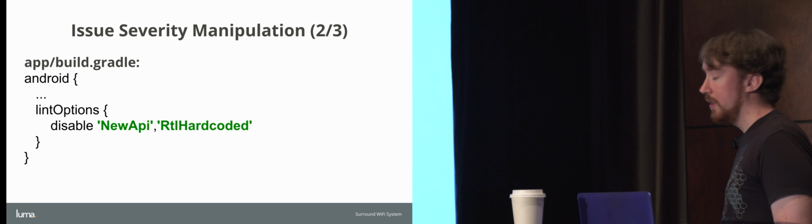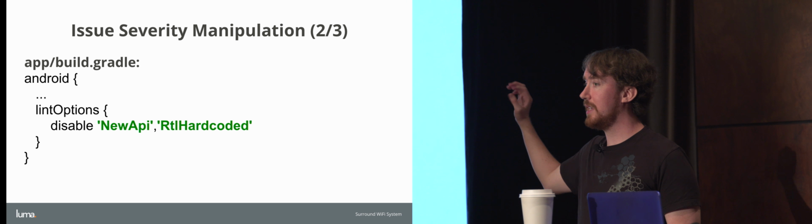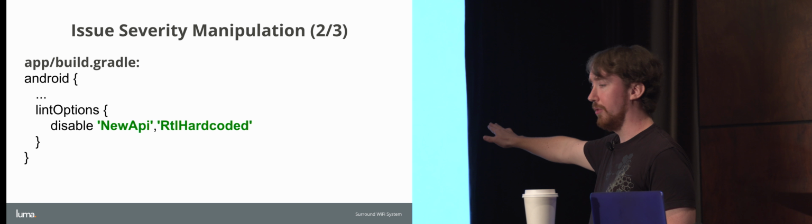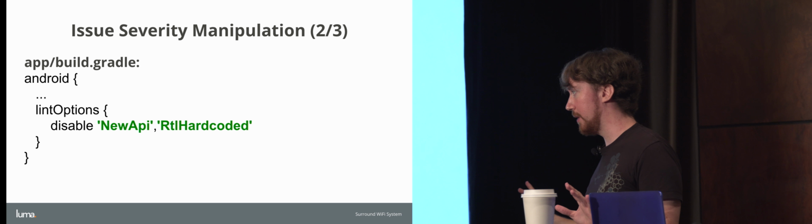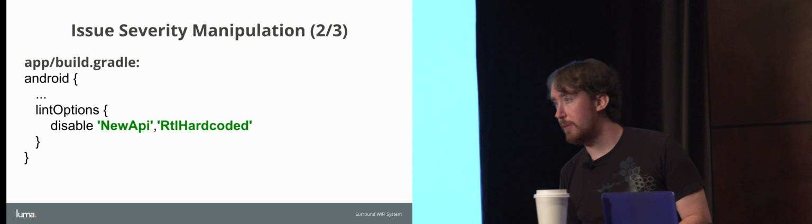Now the second way is in our build.gradle. We can just say with a lint options tag, hey, I want to disable these lint checks. I no longer want them to run in my project. So I no longer want to be notified about new API warnings or worrying about right to left encoding.